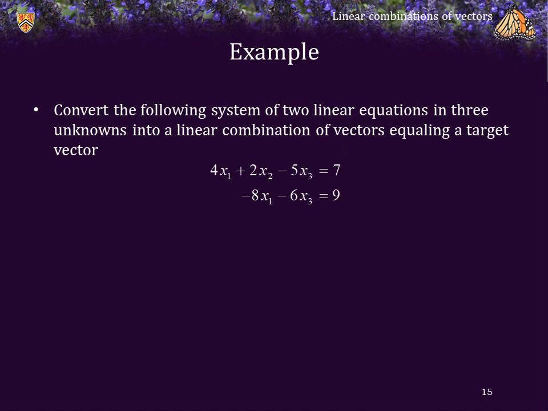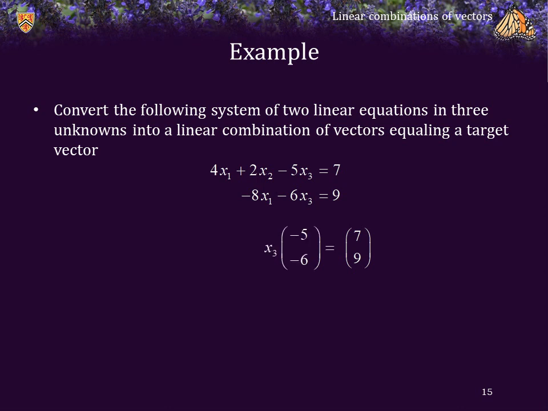Now, let's start with this example. We want to convert the system of two linear equations in three unknowns into a linear combination of vectors equaling a target vector. So the target vector is 7, 3 from the two right-hand sides. If we take a look at the coefficients of x3 in each of the equations, we have -5, -6. So this creates a vector -5, -6 multiplied by the scalar x3.